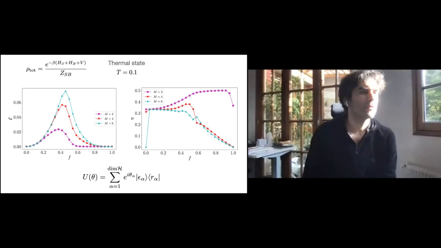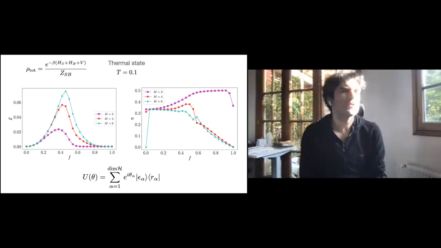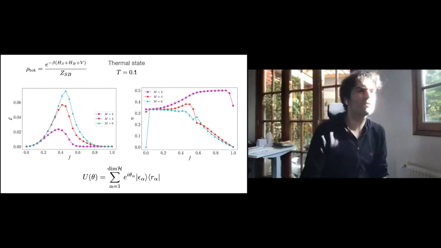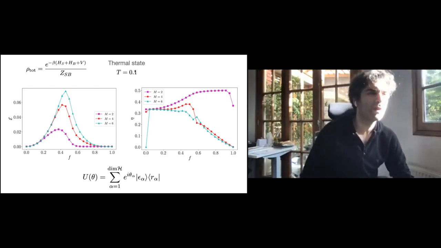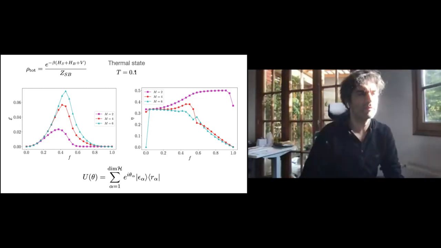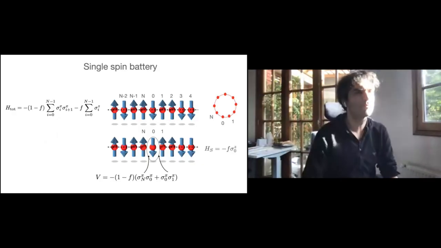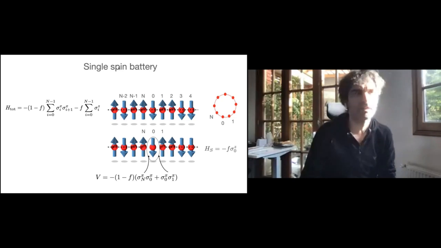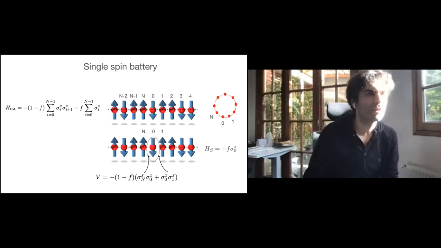Okay, so this was a numerical evaluation for a thermal state at temperature equal 0.1, and now I will discuss a situation that we can advance a little bit analytically, which is the case of a single spin. So the battery will be just a single spin.